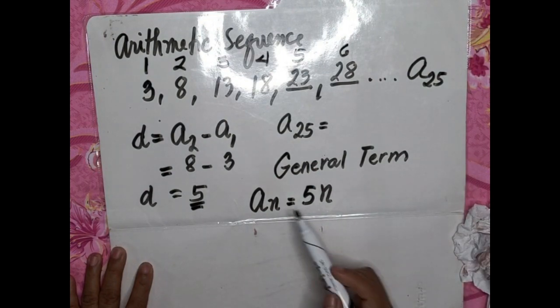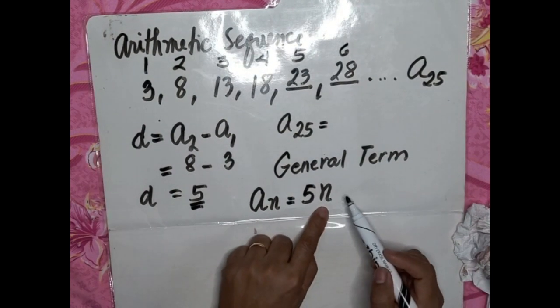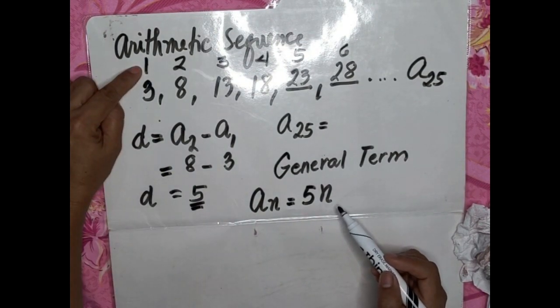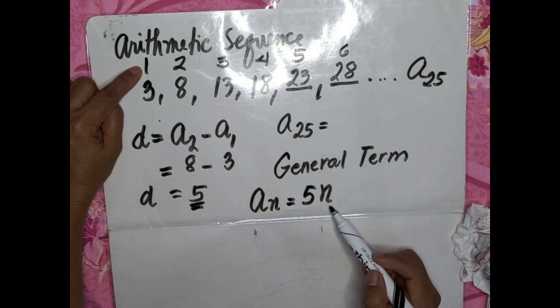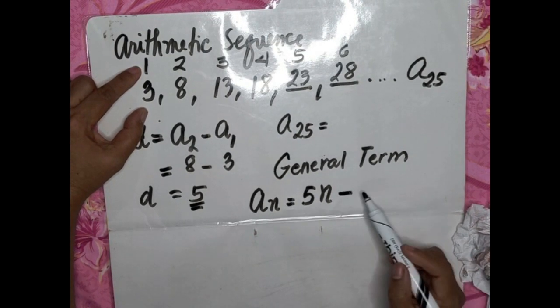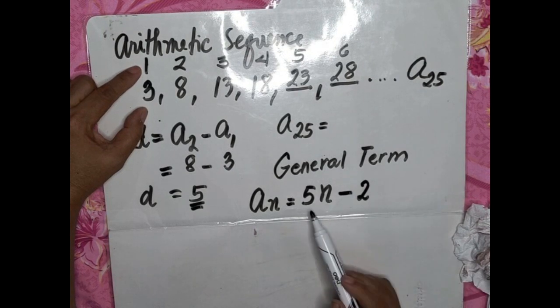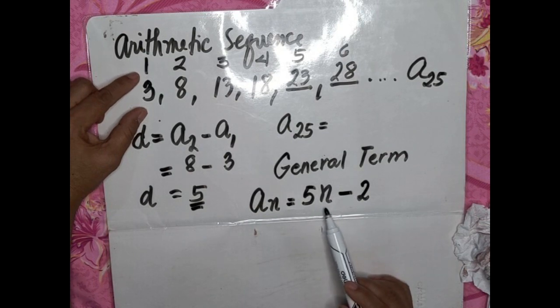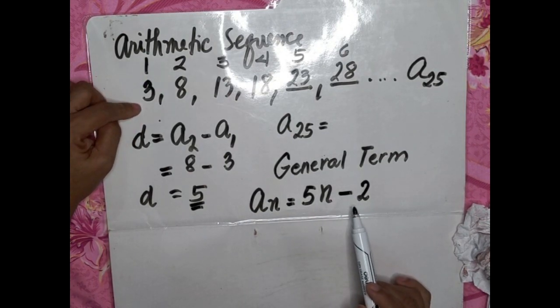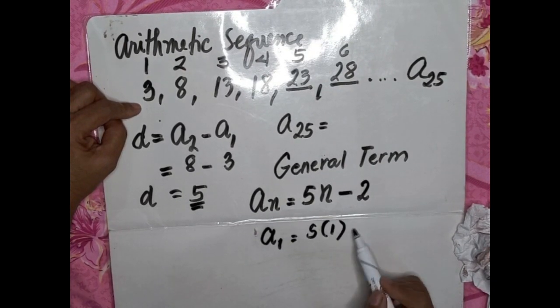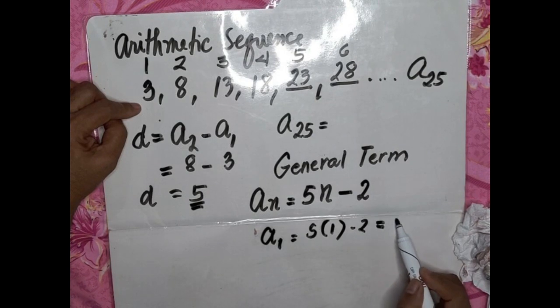Okay, so we have 5 times n. So if we have n as 1 as the first term, what is 5 times 1? That is 5. What shall we do with 5 in order to arrive at 3? We are going to subtract 2. So we have 5n minus 2. Let's try and test if this is correct. So 5 times 1 is 5, minus 2 is 3. So we have a sub 1 is 5 times 1 minus 2, and that is 3.